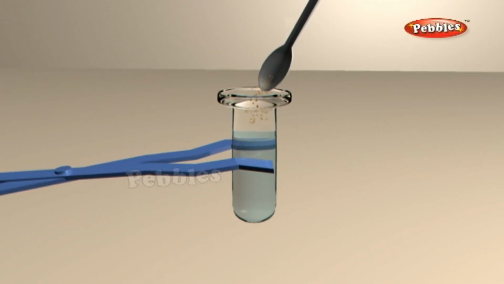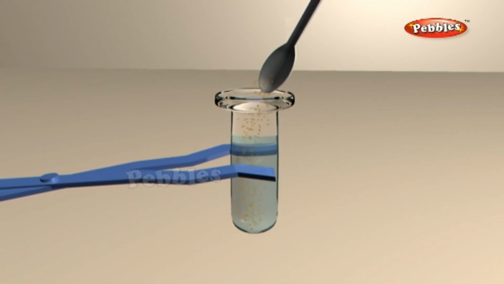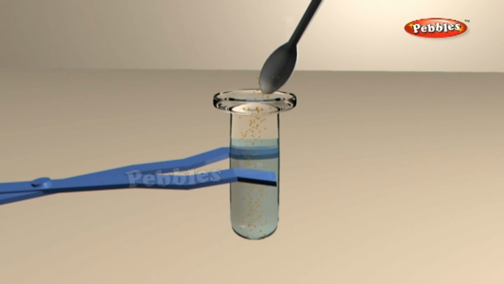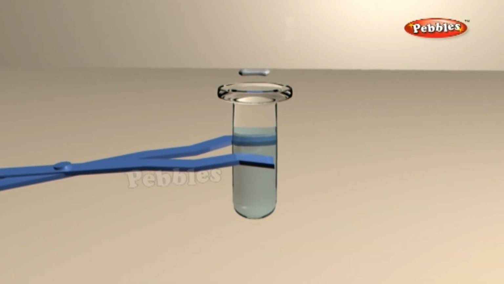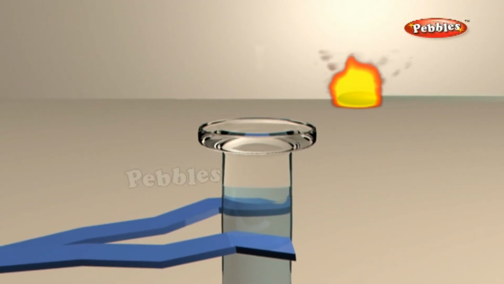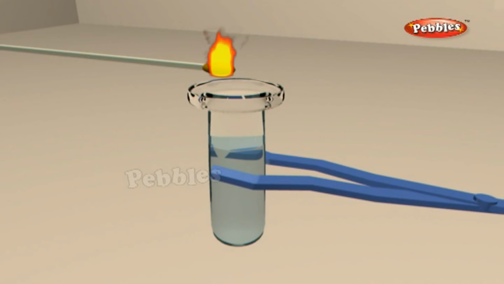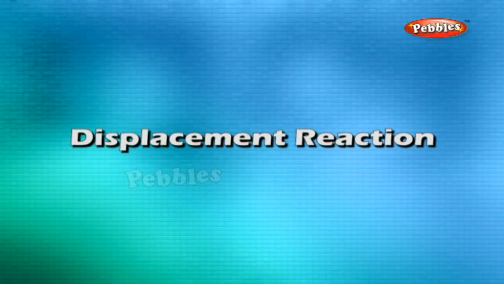Prepare a fresh solution of sodium hydroxide in a test tube by dissolving 3 pellets of it in 5 ml of water. Drop a piece of aluminium foil into it. Bring a burning matchstick near the mouth of the test tube. Observe carefully. A pop sound is produced. The pop sound indicates the presence of hydrogen gas. Metals react with sodium hydroxide to produce hydrogen gas.